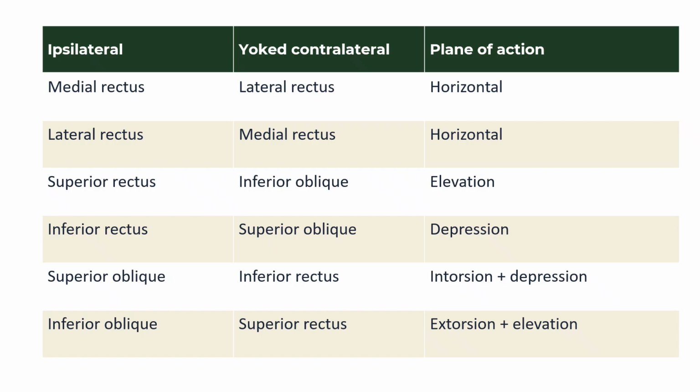Here is the list of ipsilateral muscle, its yoked contralateral muscle and the combined plane of action. Medial rectus and lateral rectus, the plane of action is horizontal. Superior rectus, inferior oblique, the plane of action is elevation. Inferior rectus, superior oblique, plane of action is depression. Superior oblique and inferior rectus, the plane of action is intorsion with depression. Inferior oblique and superior rectus, the plane of action is extorsion and elevation.